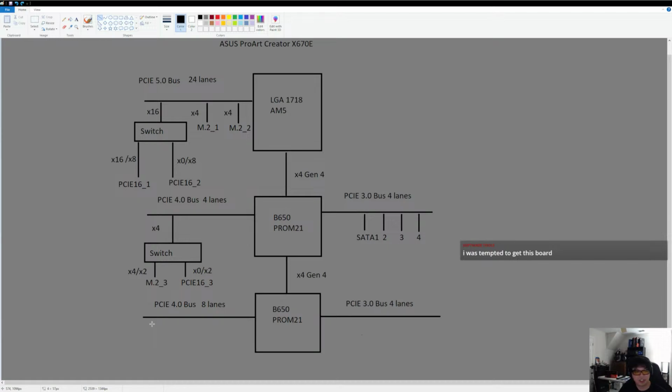You were tempted to get this board? This board is actually a pretty nice motherboard. The only problem is the documentation is very, very sparse, so it's very hard to figure out what actually is physically wired where.